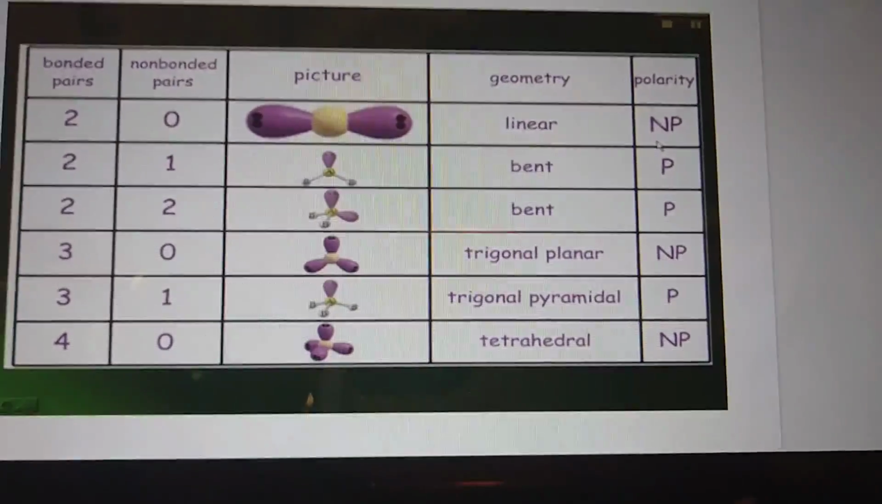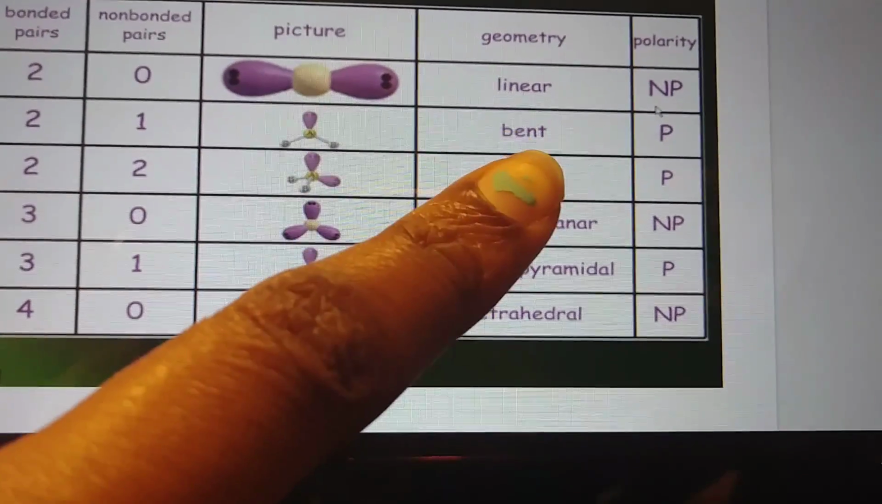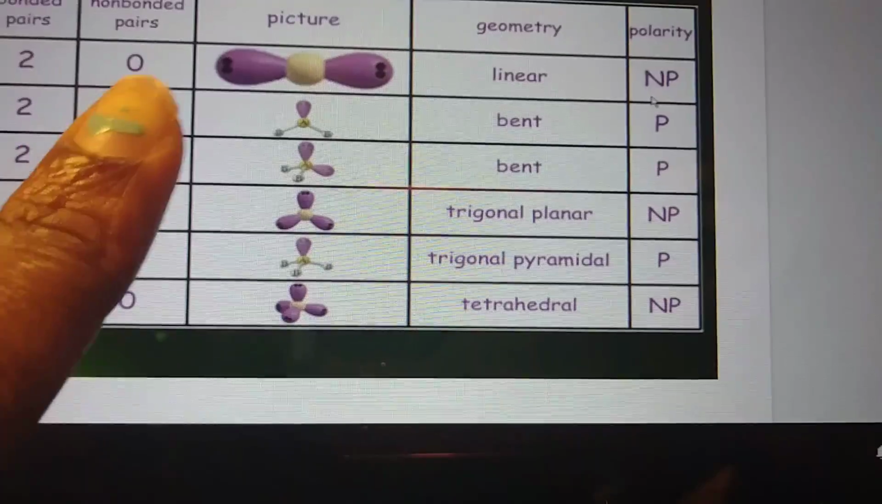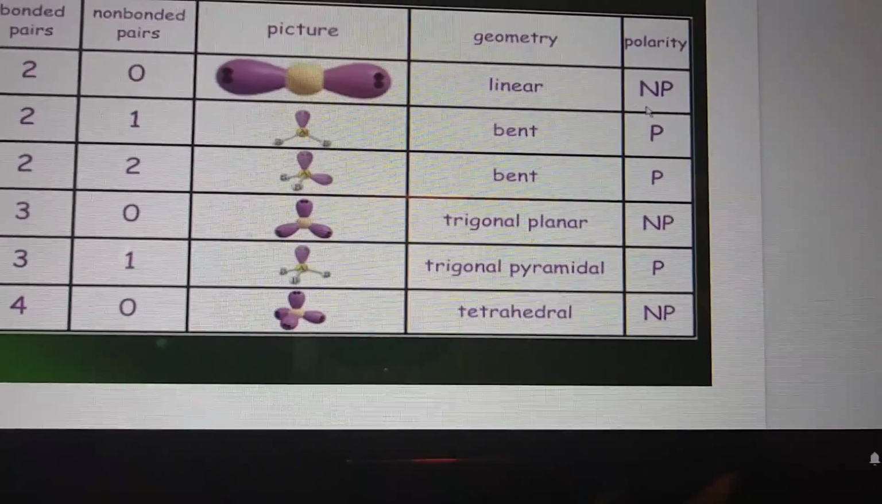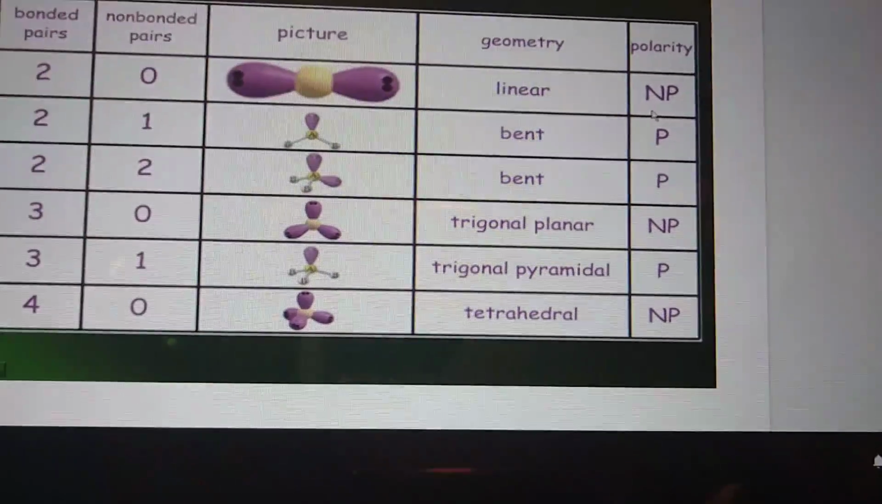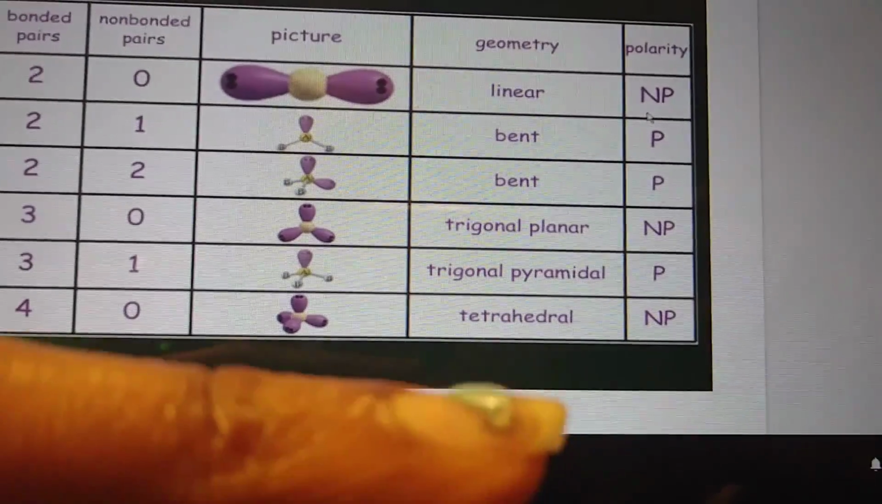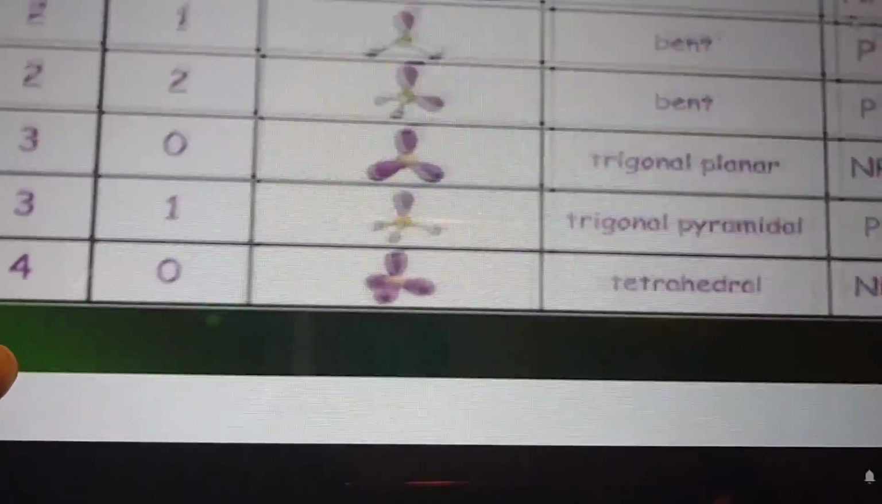So to show you a little bit about this, this one right here, the linear, is nonpolar because if you cut it in half, it's symmetrical. The same as the trigonal planar, if you cut it in half, it's still symmetrical. Just as the tetrahedral, if you cut it in half, it's still symmetrical.